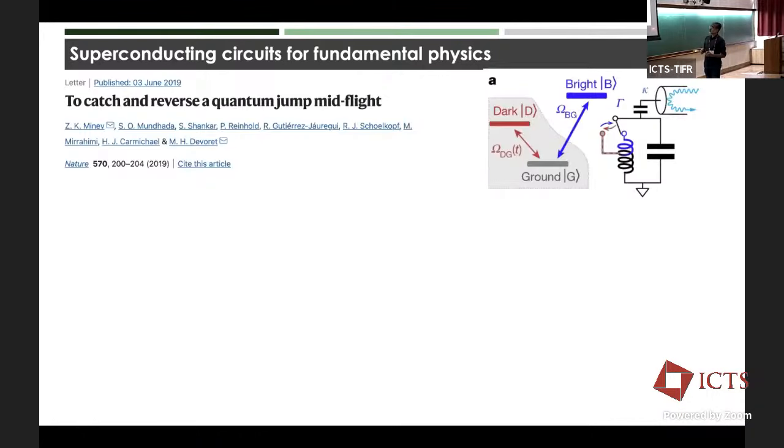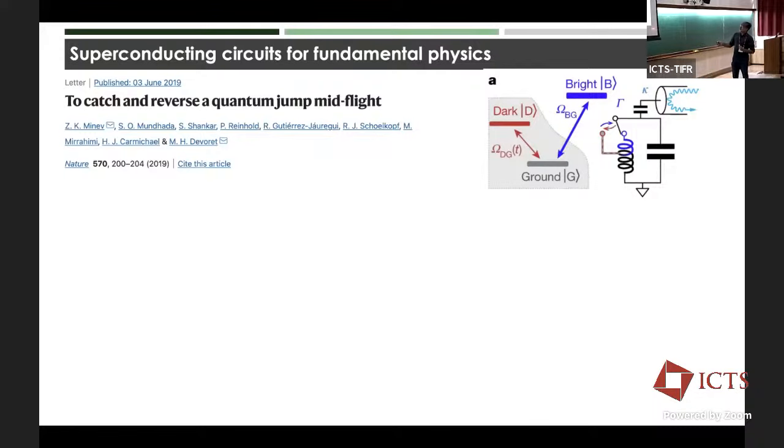The last example, which I included coincidentally because yesterday someone wanted to understand this experiment and I was discussing it, is again fundamental physics about quantum measurement. Here they're talking about catching a quantum jump, which is a transition of a qubit from one state to another. And while it's transitioning, you stop it and you reverse it. The catching itself is somewhat surprising, but once you can catch, I think the reversing is not so surprising if you understand what's happening.